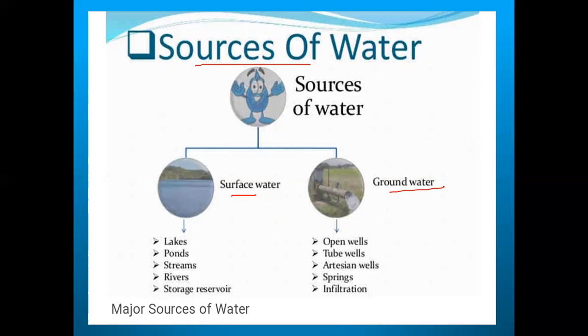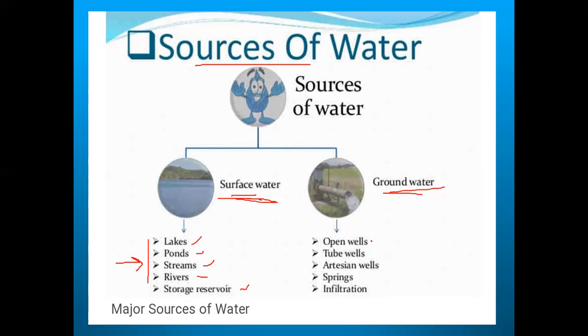So we are having two cases of water. One is the surface water, the other one is groundwater. Coming to the surface water, we are having the lakes, the ponds, the streams, the rivers, and the storage reservoirs.